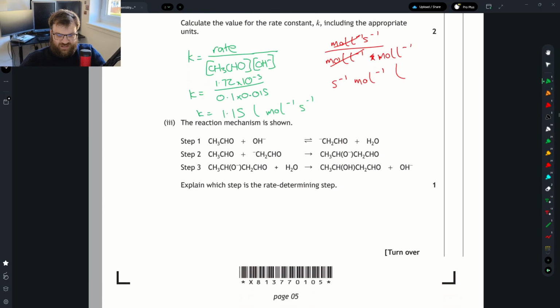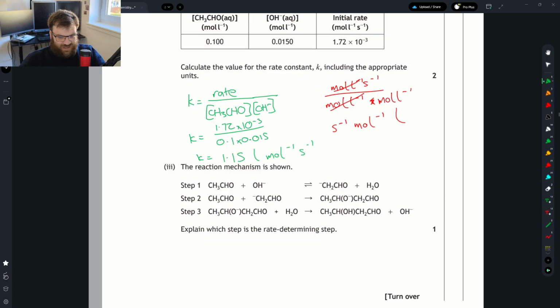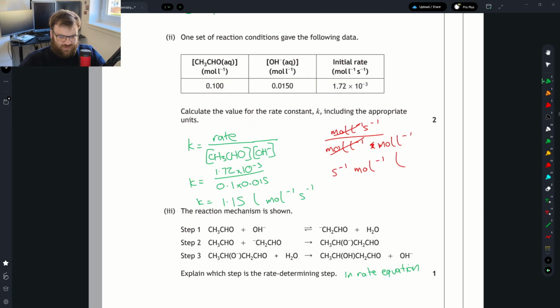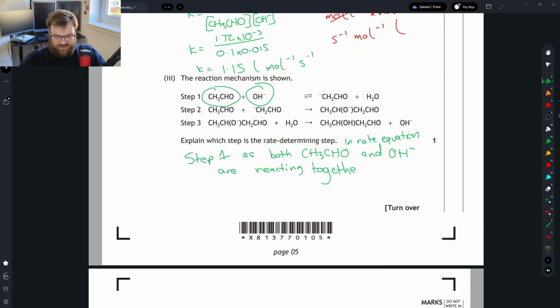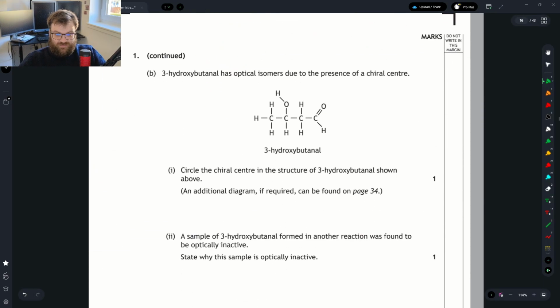Over here, we have to explain which one is the rate determining step. So this will be the one in the rate equation. The 2 chemicals involved are going to be these 2 here. They are reacting together in step 1. Step 1 is the rate determining step. Both CH3CHO and OH minus are reacting together.